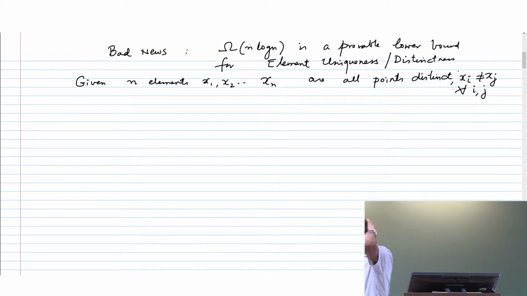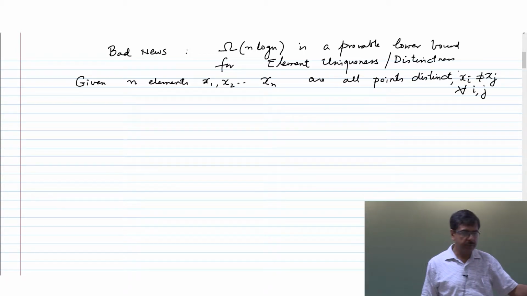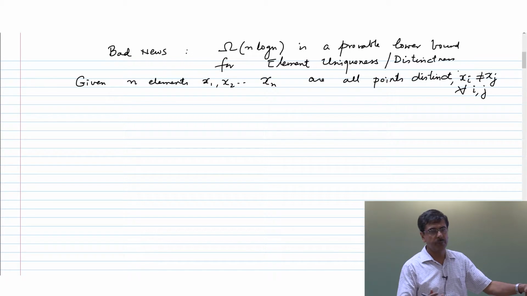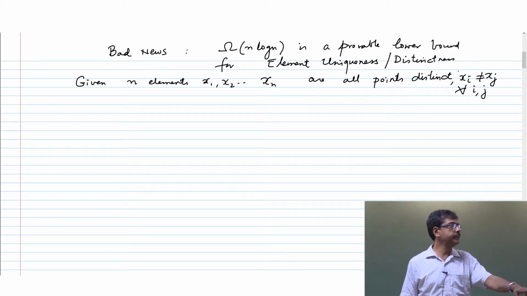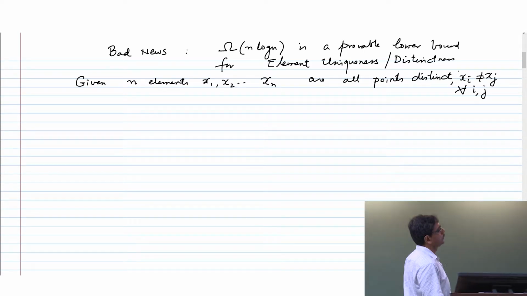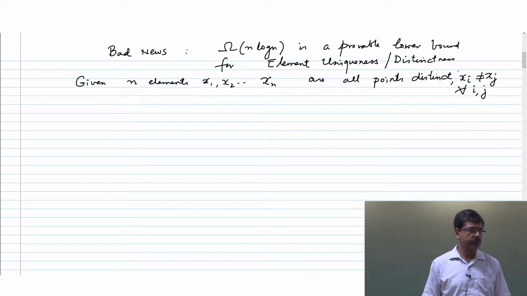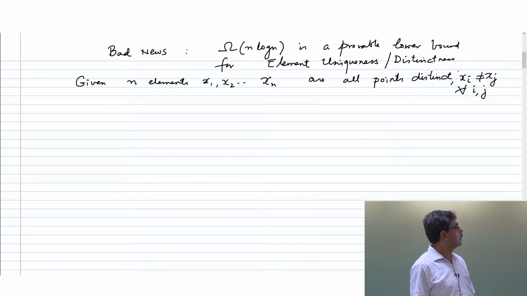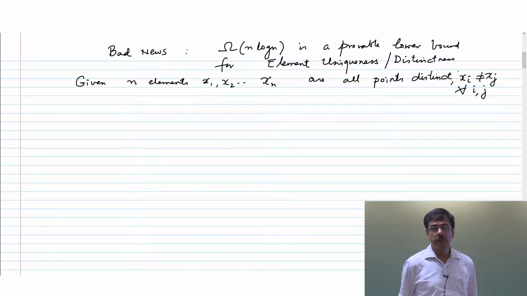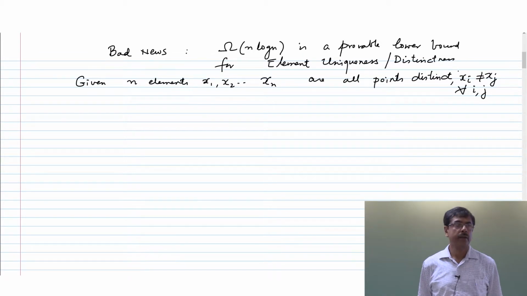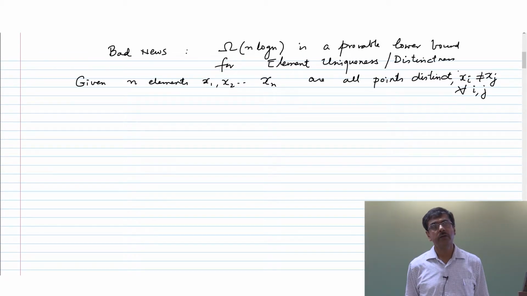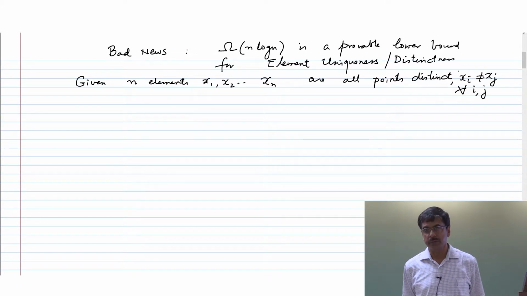So this problem has been well studied, and it is possible to prove a lower bound of n log n. Of course, we will define the model of computation precisely, but in fairly strong models of computation, the algebraic model of computation, which I am not going to get into at this stage, it is known that you cannot do better than n log n. So if you can't do better than n log n for element uniqueness, clearly we can't do better than n log n for closest pair, because element uniqueness can be reduced to closest pair, right?